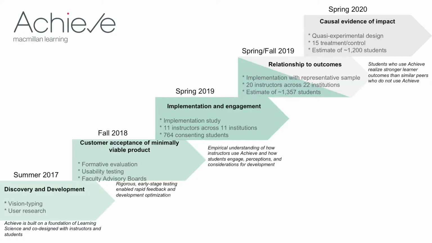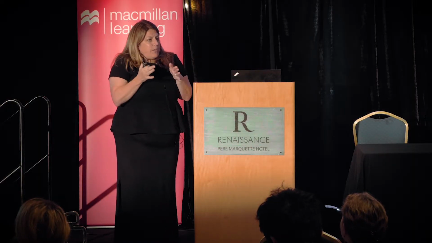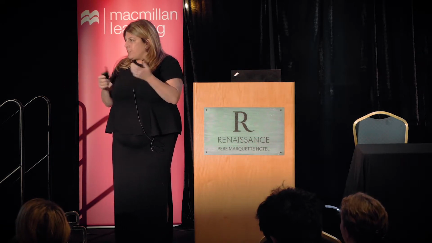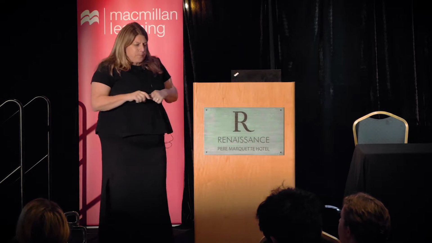Then we moved into a correlational study on implementation and engagement. This was a big study. It had 11 instructors and 764 students. And what we established was that there was a correlation between usage and engagement, which I'm going to present next. If I didn't have that correlation, I would have said, wait, stop. We can't put this product into development. Because obviously, if increased usage doesn't show increased student scores, we've got a problem.